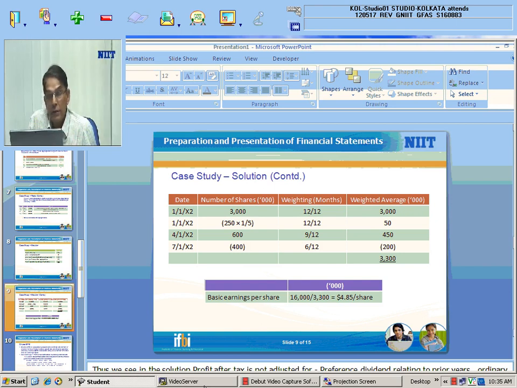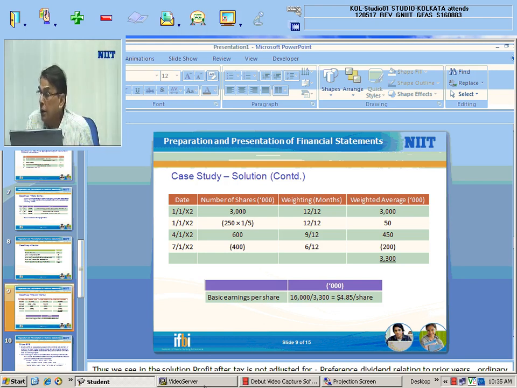Then on 1st of April, the dates here are given as per the American dating system, the company issued 600,000 shares. The weightage is 9 months. The shares were issued on 1st of April, so till 31st December, only 9 months out of 12. The time weighting factor will be 9/12. So when you multiply 600 into 9/12, we get 450.